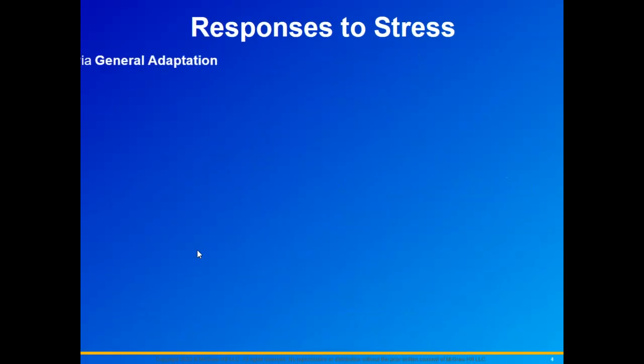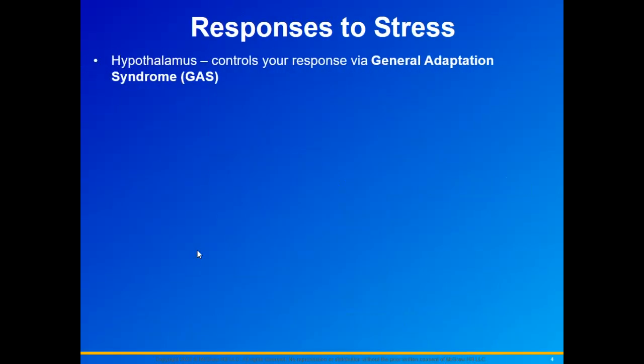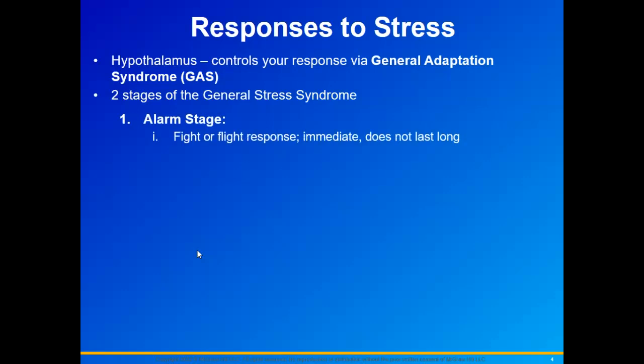So let's talk a little bit about your response to stress. Oh, sorry, I didn't put the last 2 objectives back up again, but they were being able to describe the differences and kind of compare psychological and physical stress, and then also being able to describe the general adaptation syndrome, which is what we're going to talk about right now. There are 2 main stages to it. The hypothalamus, pretty much your control center up in the brain, is going to be controlling your response. And so 2 main stages.